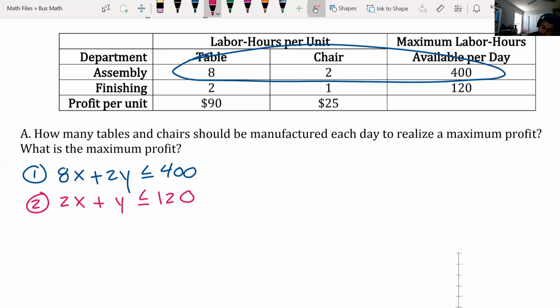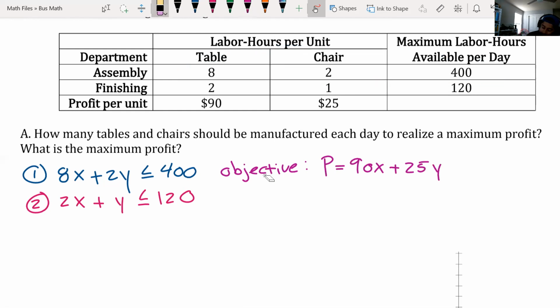And now my objective function is going to be how much money we get for tables and chairs. So my objective function, we'll just call it P, is going to be 90x plus 25y. Does all that make sense? Yes, sir. All right, cool.